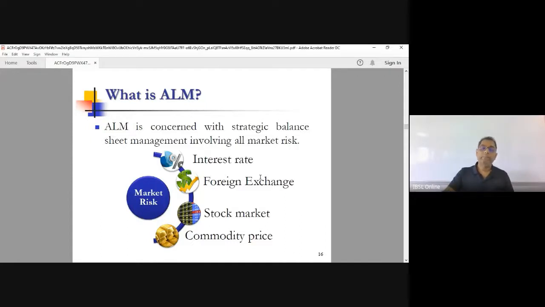So through ALM, you basically look at the market risk part of it in order to maximize profitability, maximize NII, and also manage the risk of the bank.